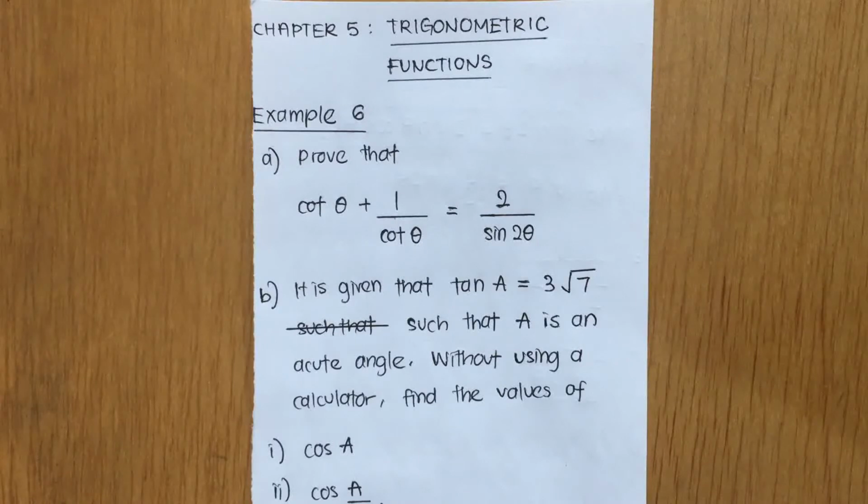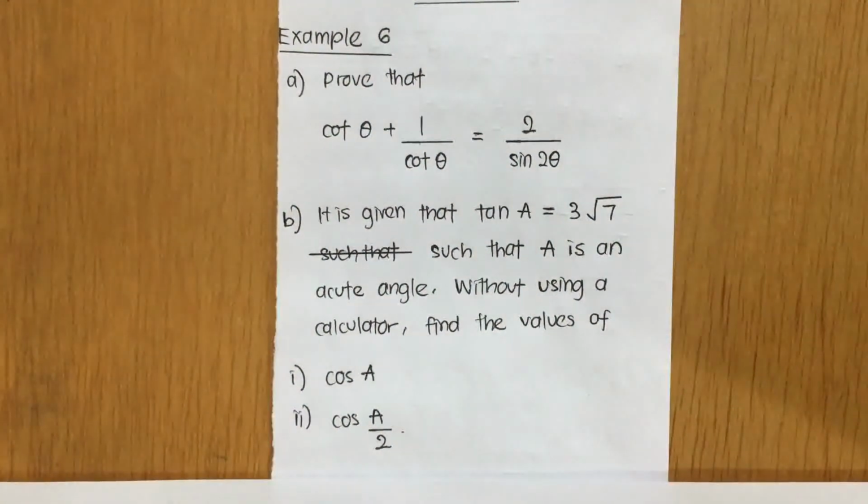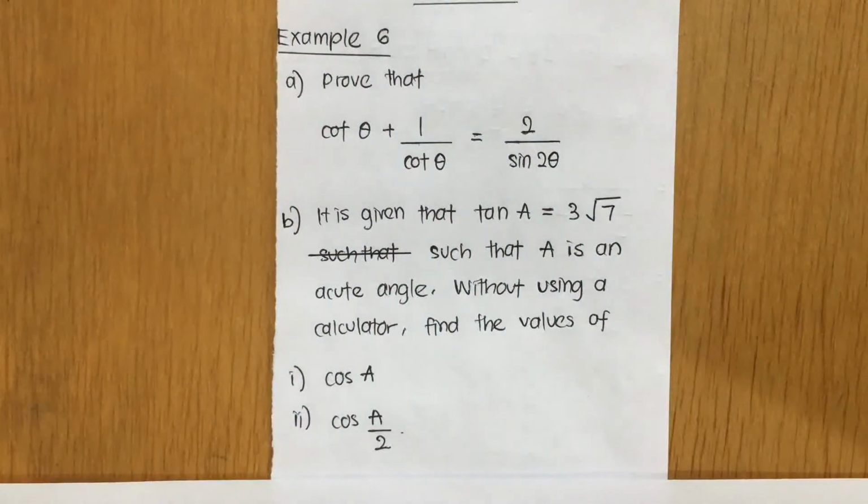Okay, let me read the Example 6 question now. Within this Example 6 question, it consists of a two-part question, which is part A and part B. For part A, they ask you to prove that cot theta plus 1 over cot theta is equal to 2 over sine 2 theta.